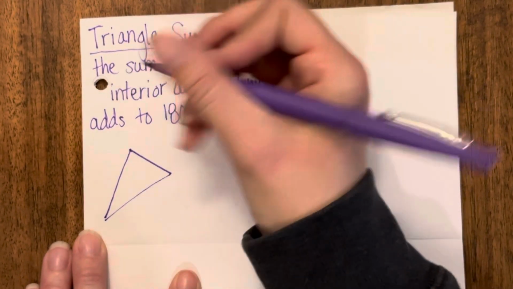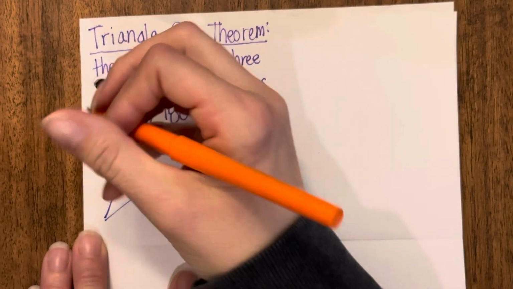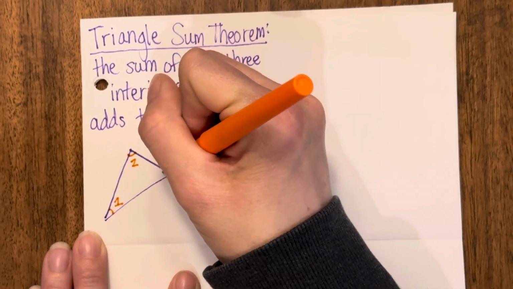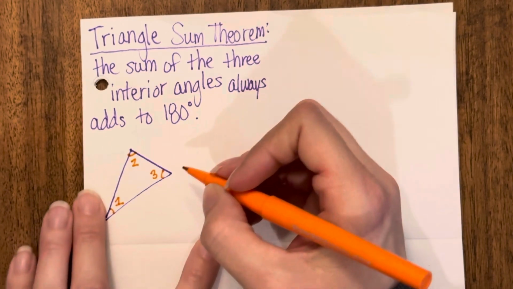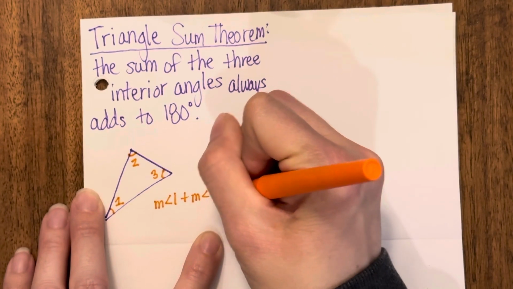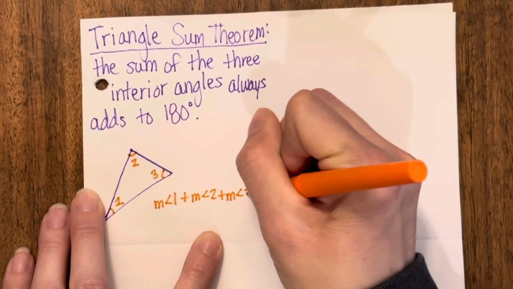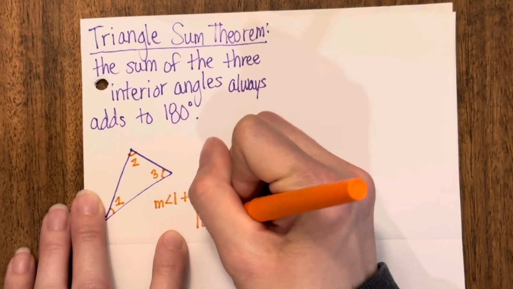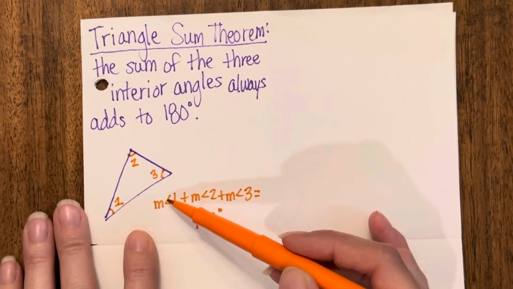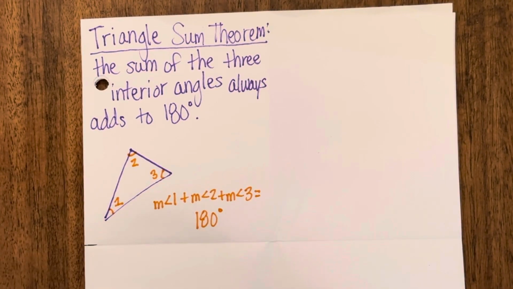Okay, so what it's saying is that all of these angles inside here, so angle 1, angle 2, and angle 3. So the measure of angle 1 plus the measure of angle 2 plus the measure of angle 3 equals 180 degrees, always. If you're wondering about this notation, this just literally means the measure of angle 1, whenever you see the M and the angle symbol. Okay. Now we're going to be using the triangle sum theorem today. So if you need to pause it, grab a piece of paper, we're going to take some notes.